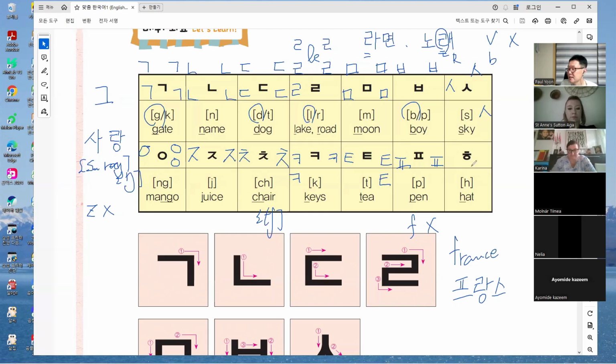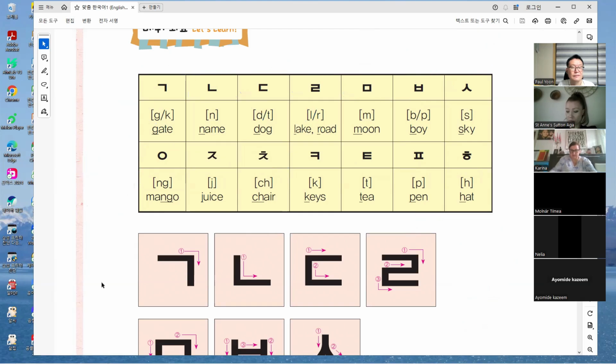Last, this one is H, H sound. Okay, H sound. One, two, three. Okay, one, two, three. H, okay, hat, house, home. Okay, H sound. H. This one, and this, and sometimes you write it like this. You can write anything. Okay, you can use both if you want. You can do both of that.